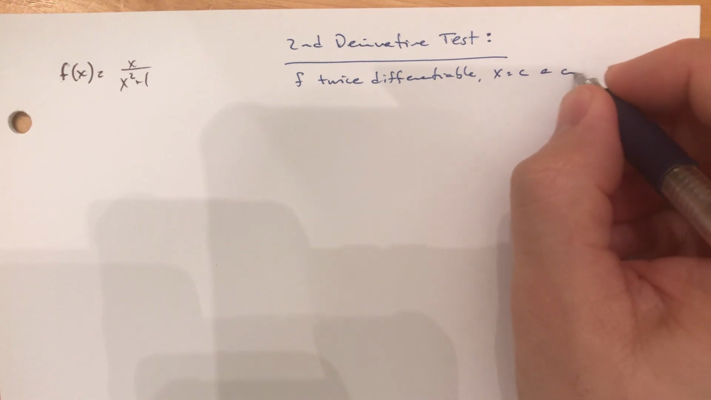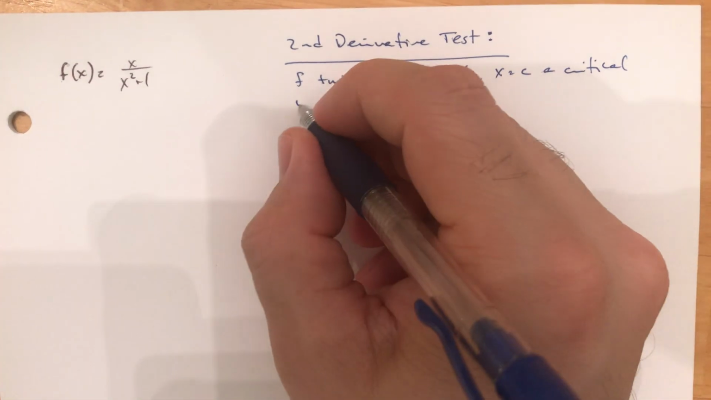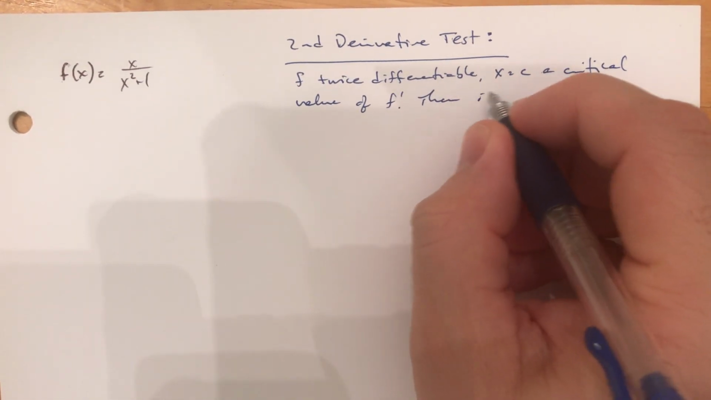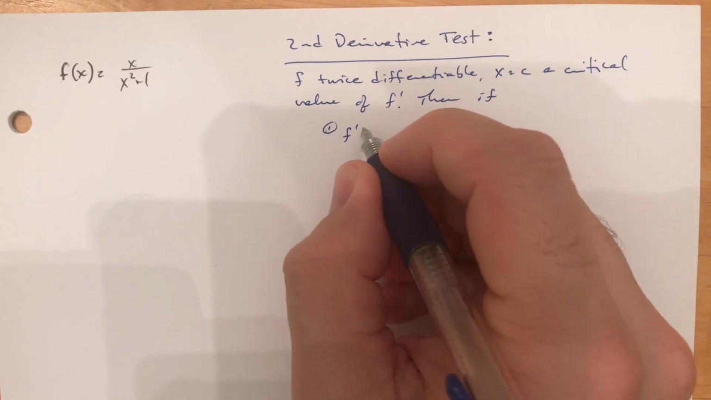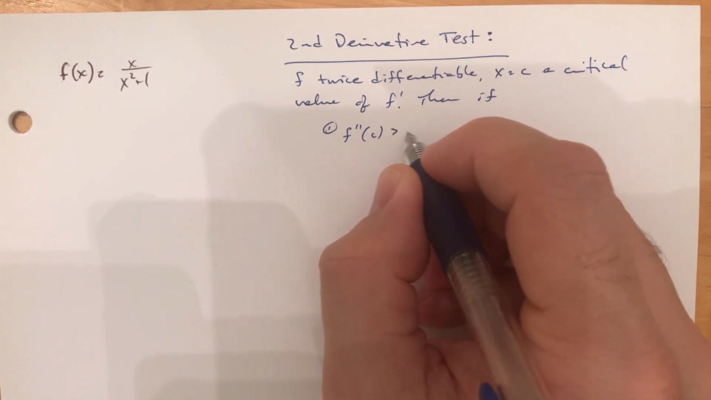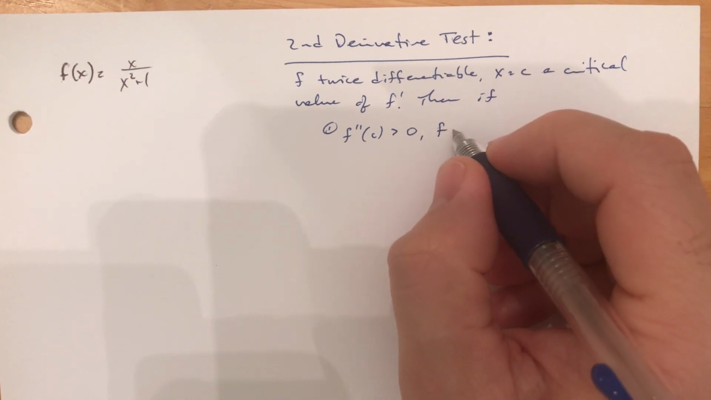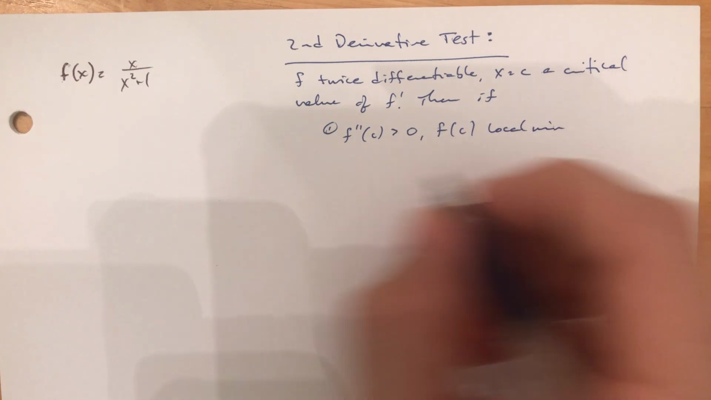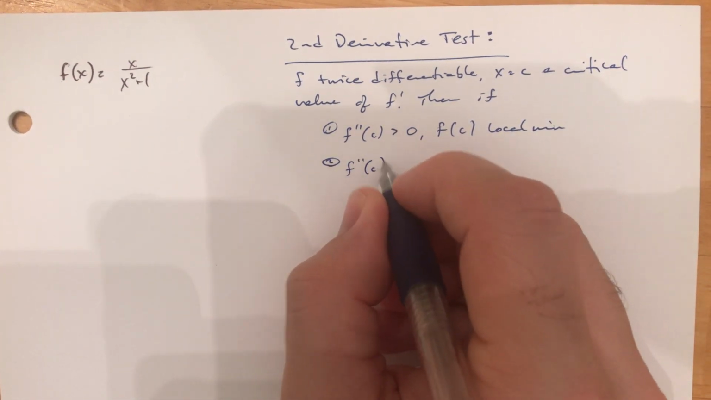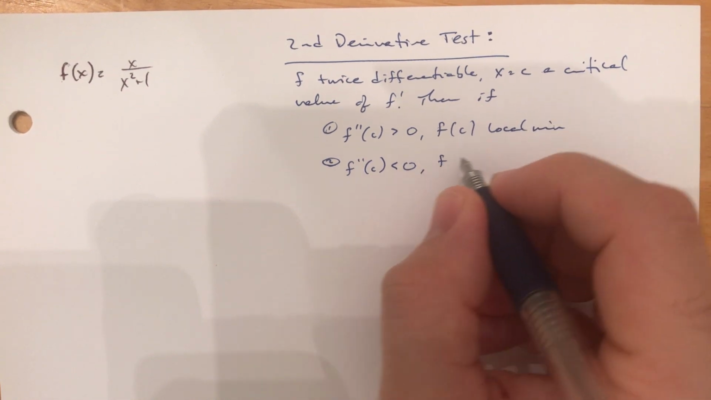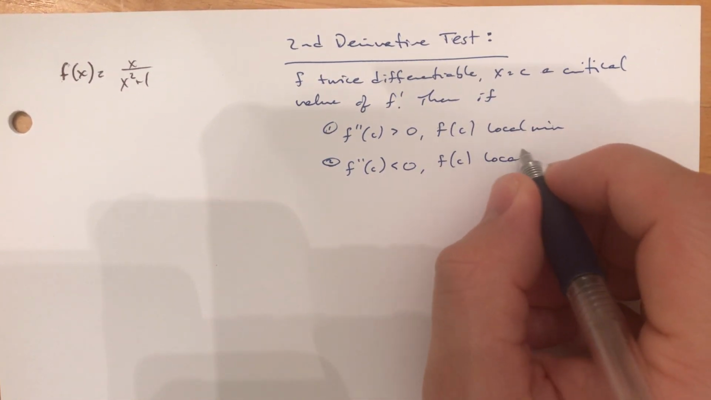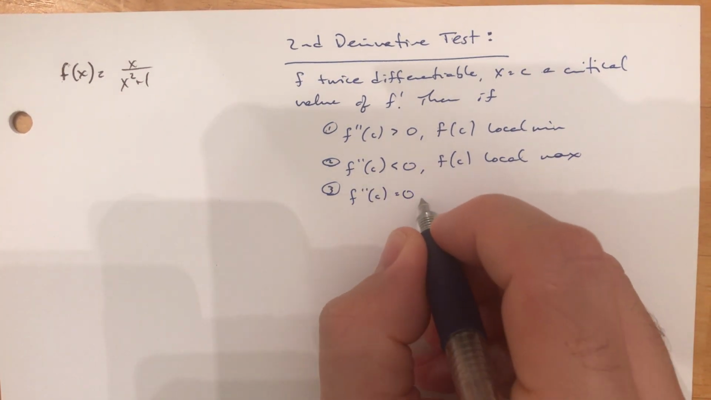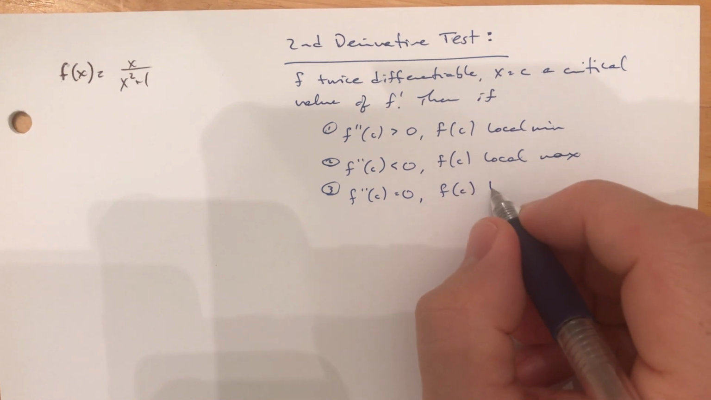Let x equals c be a critical value of f prime. Then if f double prime of c is greater than 0, then f of c is a local minimum. If f double prime of c is less than 0, then f of c is a local maximum. And if f double prime of c equals 0, for f of c, we don't know.